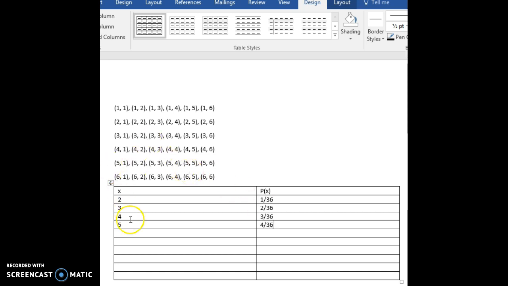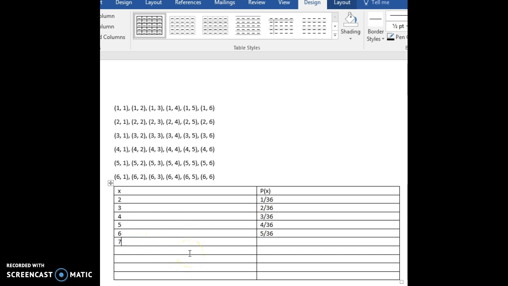All right, now let's see how many of them add to 6. So again, next diagonal, 5 and 1, 4 and 2, 3 and 3, 2 and 4, and 1 and 5. That's 5 of them out of 36. You can see this nice pattern developing.